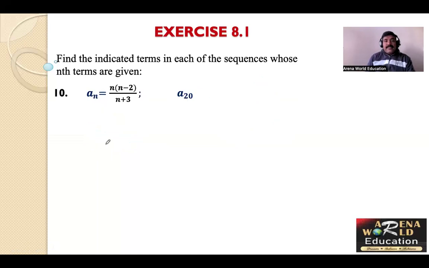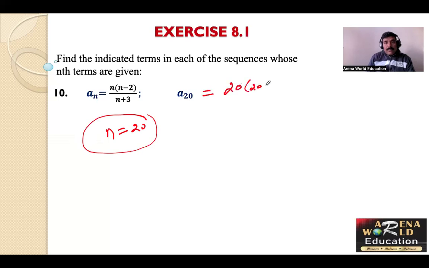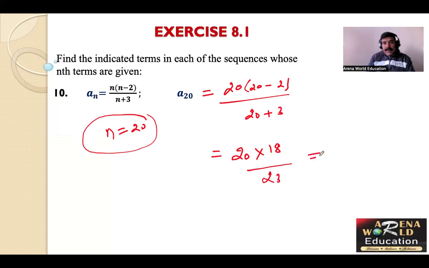So next one is we have to find A20. So it means we will replace n with 20, right? So let us solve this one. So this will be 20 into 20 minus 2 divided by 20 plus 3. So yes, guys, 20 into 18 and this will be 23. So this cannot be simplified further.